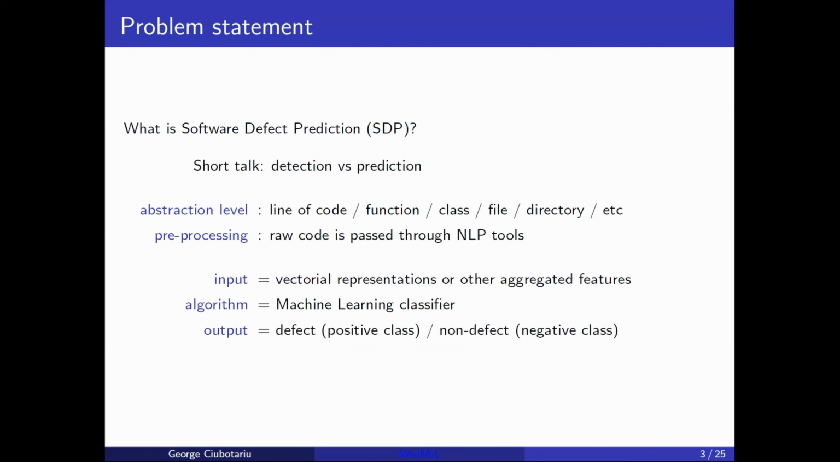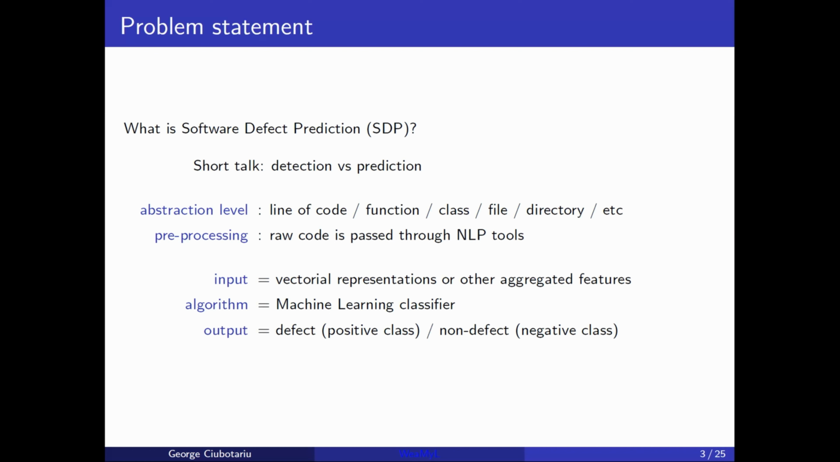So first, what is SDP, software defect prediction? The P in SDP stands for prediction, and it's used for classifying software as being defective or non-defective. In this regard, SDP works on different levels of abstraction. Namely, it can be at the line of code level, or at a directory or project level, where the annotation as buggy or defective is placed.